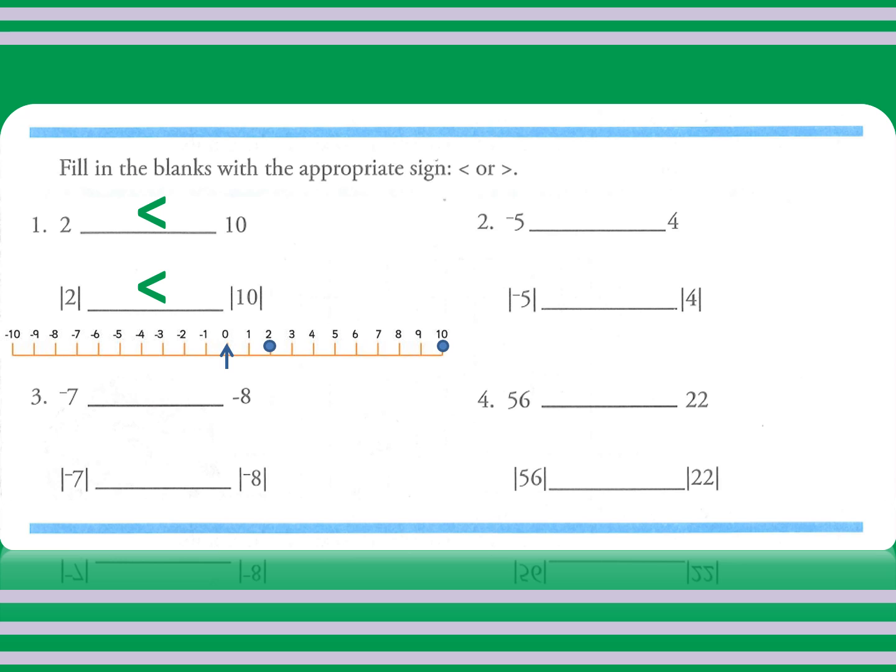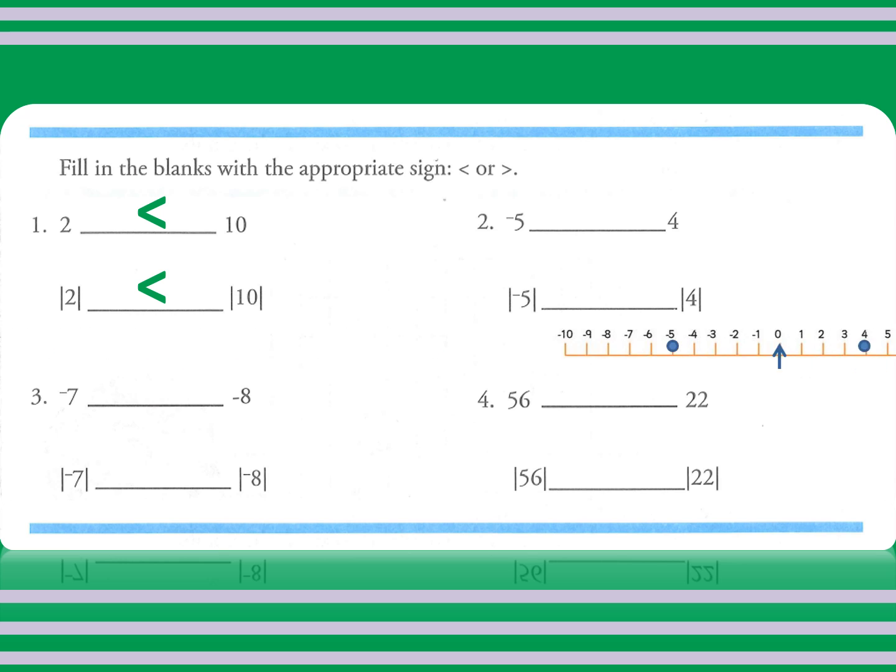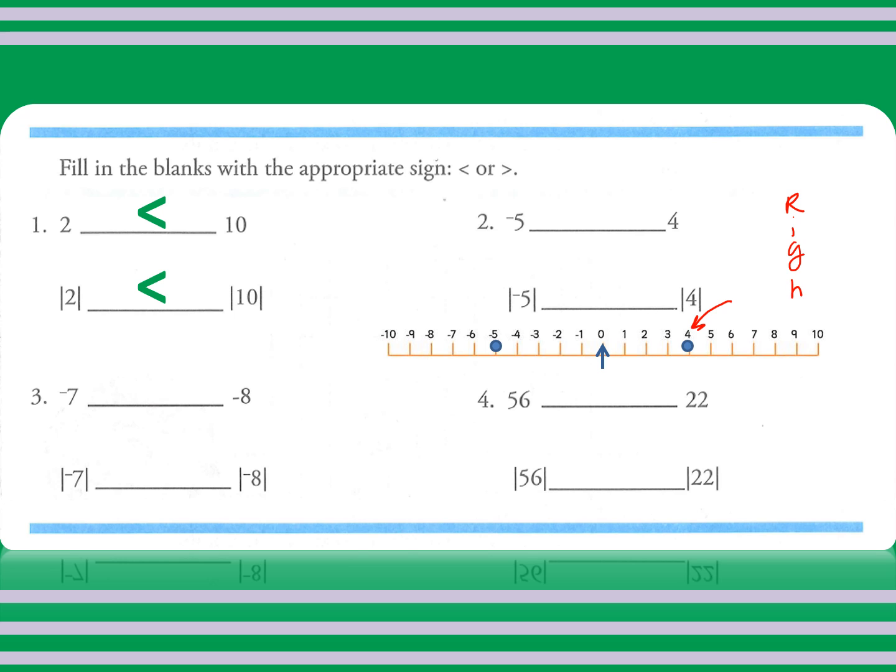Question number 2. Negative 5 compared to negative 4. Negative 4 is on the right side of negative 5, so it is greater than negative 5.